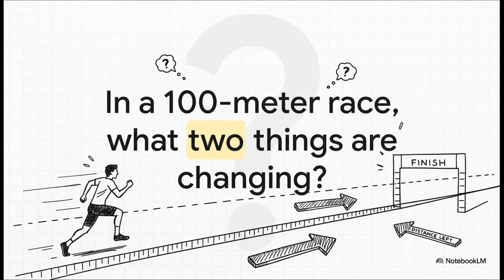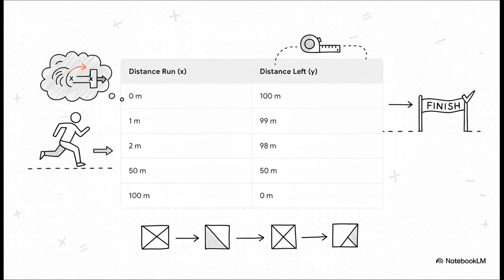As you're sprinting down that track, what are two things that are changing the whole time? Think about it for a second. Well, the first thing is the distance you've already run. And what's the second? Yep, you got it. It's the distance you still have left to go. Now let's look at this table. It shows that connection perfectly. We're going to call the distance run our input, and we'll just label it X. Then the distance left will be our output, which we'll call Y.